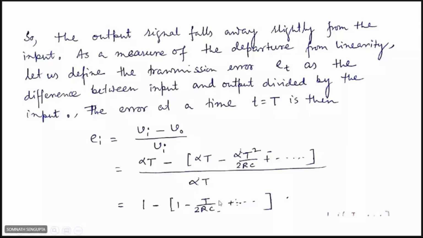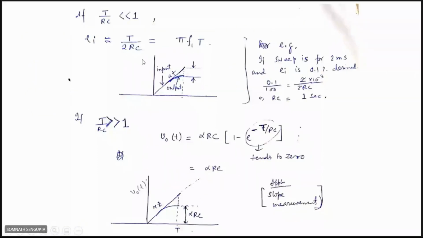Okay, so finally we get that it is coming to be t by 2 rc, depending on if rc is high. If the rc time constant is high, then it will deviate from linearity, and it can be related to this f1, that is the cutoff frequency.